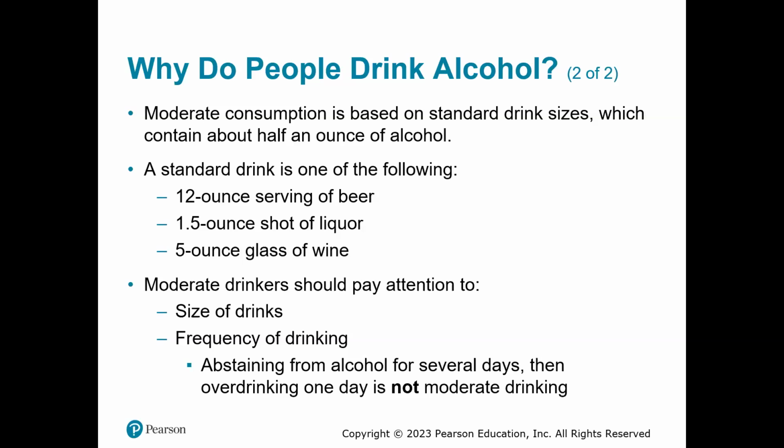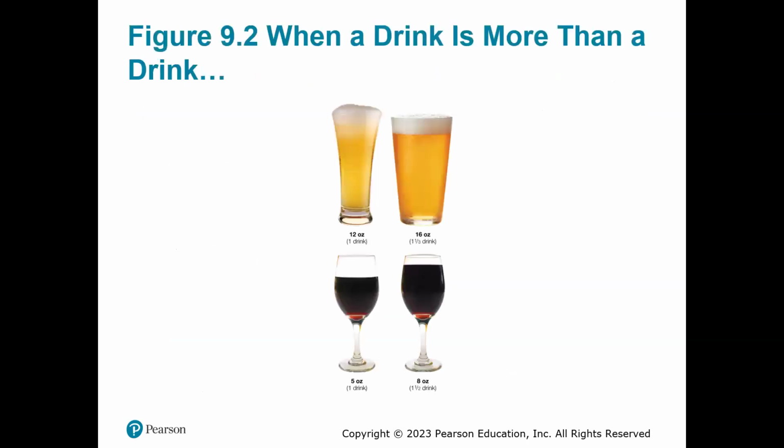That's not necessarily what you are served when you order a drink at a restaurant. You're not necessarily served 1 drink, even if it's in 1 glass. It doesn't necessarily mean that it is considered 1 drink by these standard definitions. So pay attention to the size of the drink and the frequency of drinking. Abstaining for several days and then drinking a whole bunch on the weekends is still not considered moderate drinking. That's considered binge drinking, which we'll talk a little bit more about later in the chapter. So here we have the difference. A 12-ounce beer is 1 drink, but a lot of times you'll get the pint glass of beer, which is actually 16 ounces, which is more than 1 beer. That is 1 1/3 drinks.